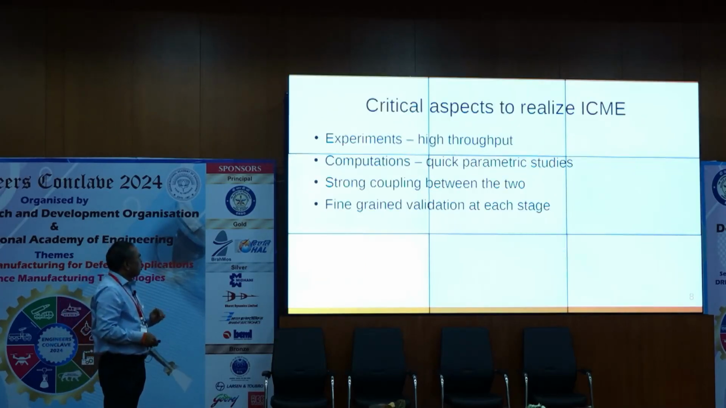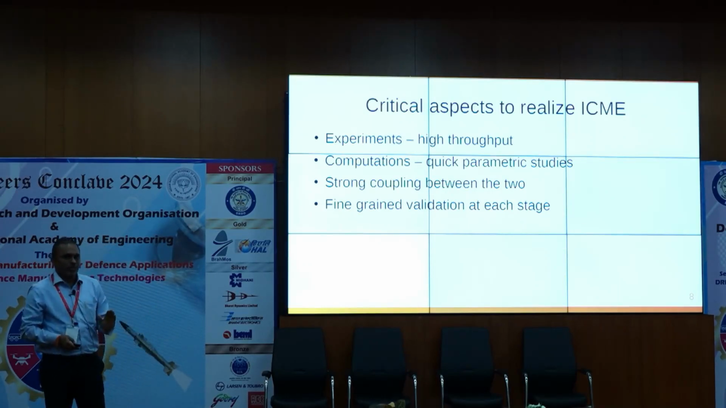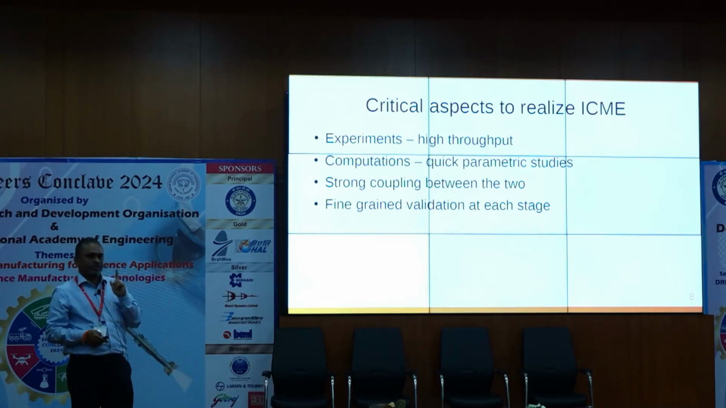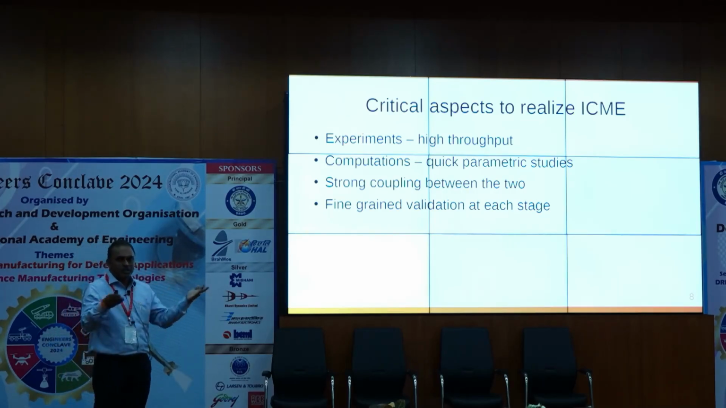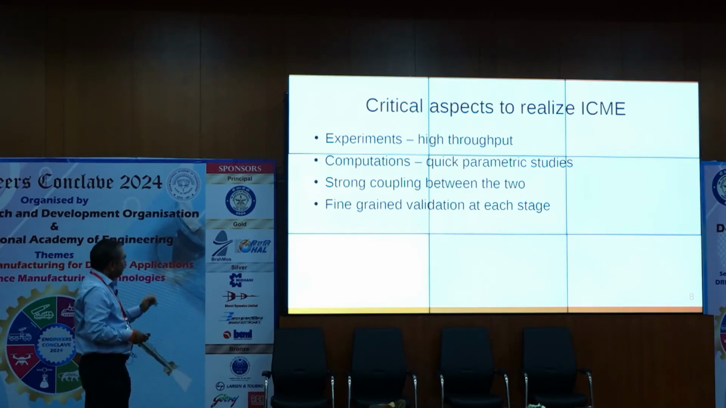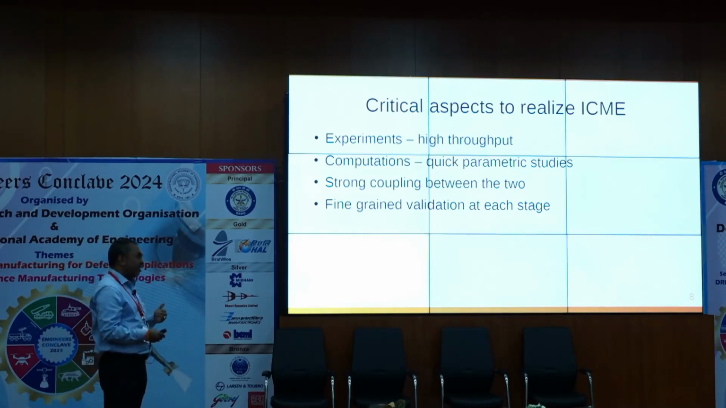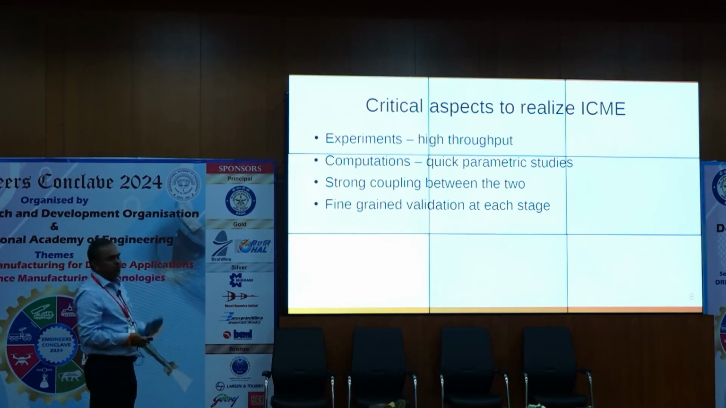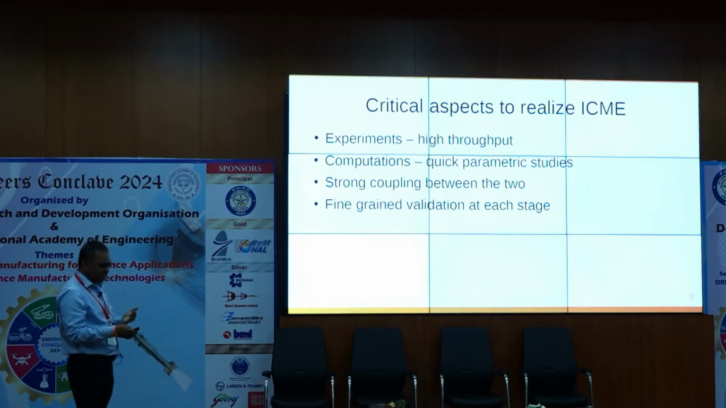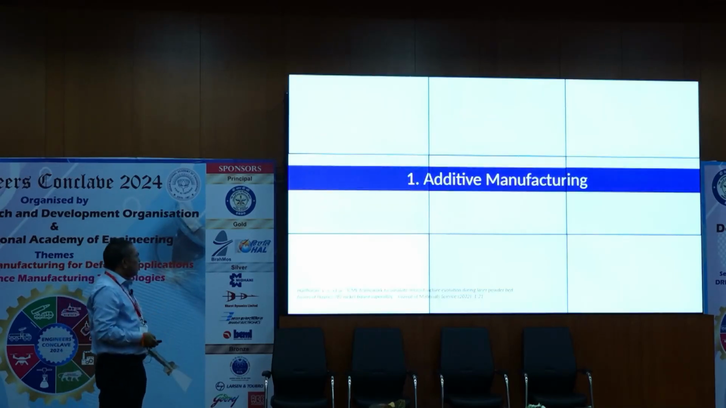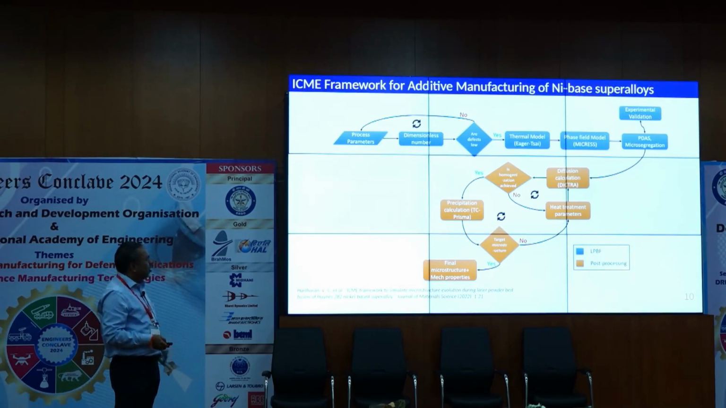So some of the things that we have learned from ICME is that experiments should be high throughput. When you do one experiment, you should get multiple data out of that, and then computation should be quick. Therefore, you should be able to do multiple studies within a limited amount of time. Then there should be a strong coupling between the two. That is, experiments and computation should go together very strongly at various levels. Validations have to happen, and then the validations have to be fine-tuned. So these are the lessons that we have learned while implementing the ICME approach for half a dozen processes. Okay, so one example is additive manufacturing of 718 alloy.